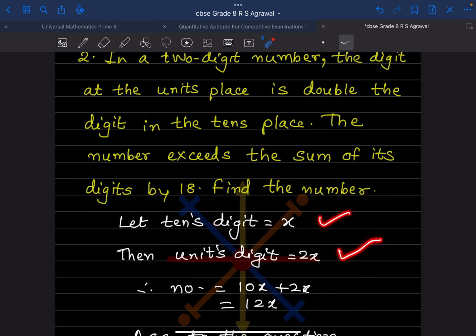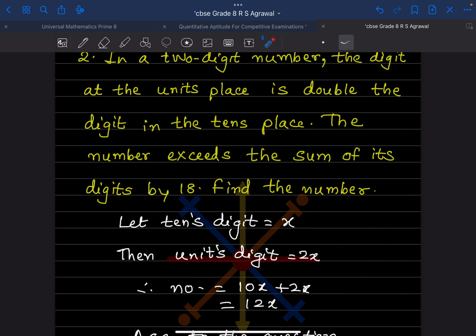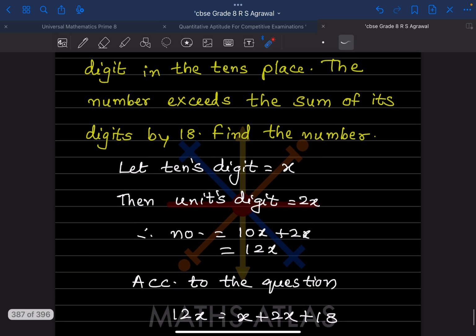So the number is going to be, again as I said, this is the unit place and this is the tens place. Unit place is always going to be multiplied by 1. So 2x into 1, and here x into 10. So this is going to be 10x and this is going to be 2x. We are going to add them, because it is a 2-digit number. So that is going to be 12x. Now the number exceeds the sum of its digits by 18. So now what will you do here?